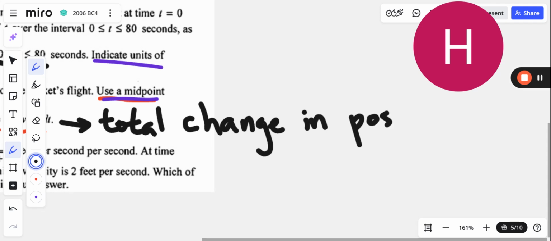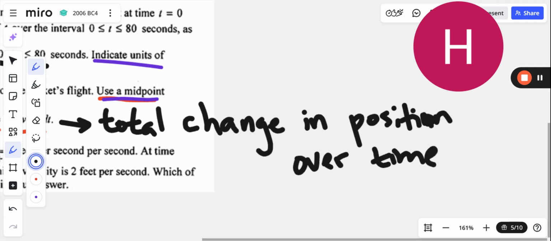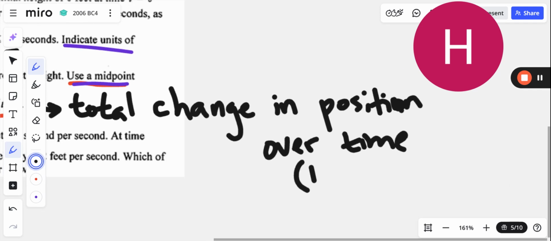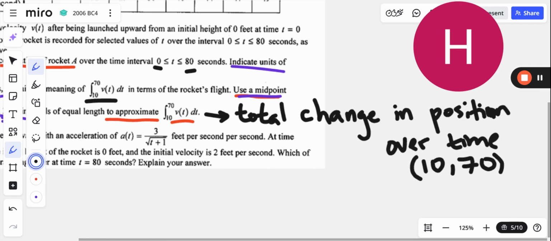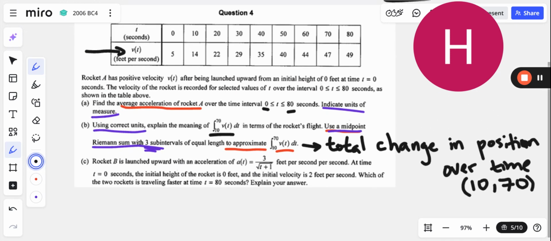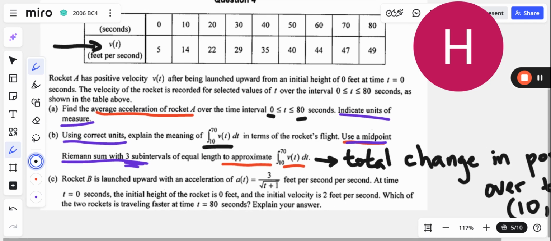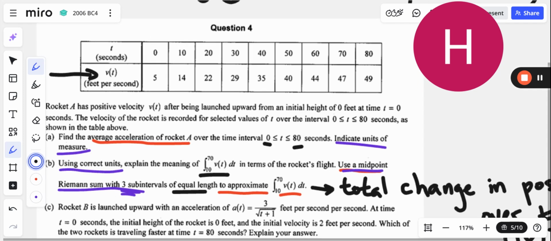So specifically, over the time period t equals 10 to 70, from 10 seconds to 70 seconds, we're finding how much the position changed because we're adding up these velocities. You might remember that velocity is the derivative of position, and acceleration is the derivative of velocity. So they want us to use a midpoint Riemann sum with 3 subintervals of equal length.